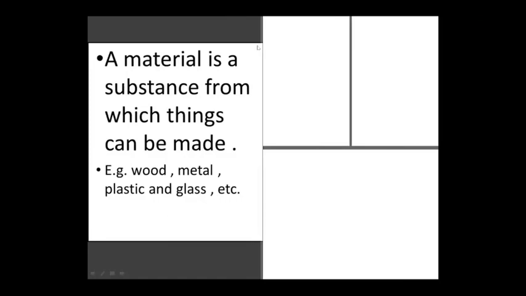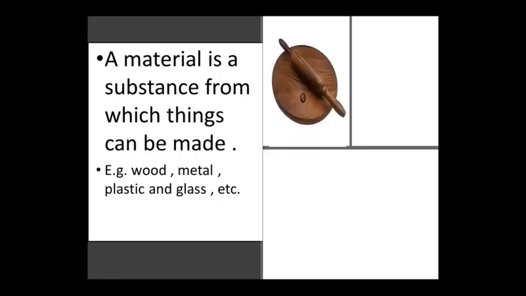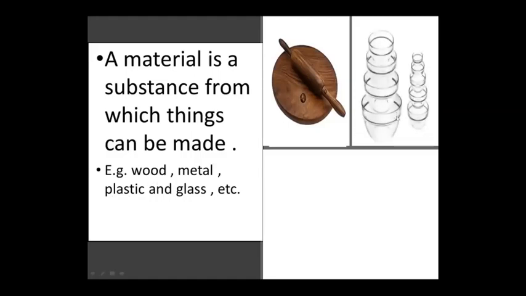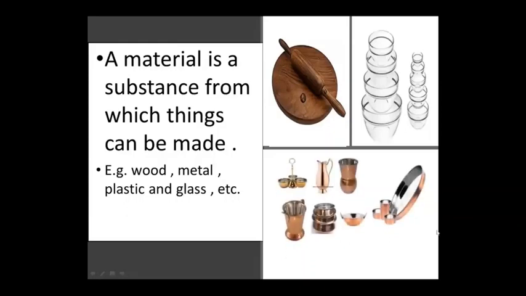Let us try to learn what is a material. A material is a substance from which things can be made. Example, wood, metal, plastic, glass, etc. Look at the picture, children. The rolling pin is made of which material? Wood. Bowls are made of which material? Glass. Utensils, these are made of metal.